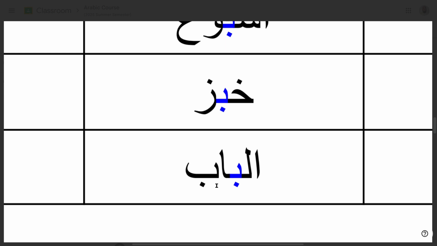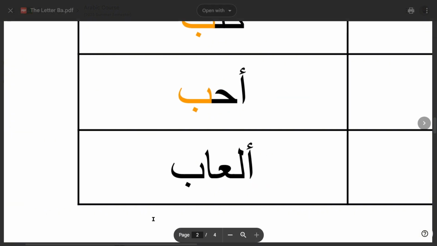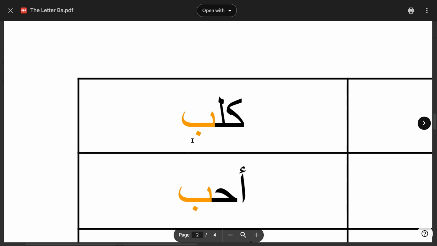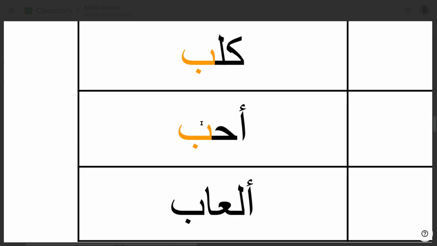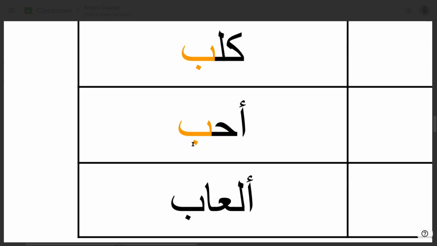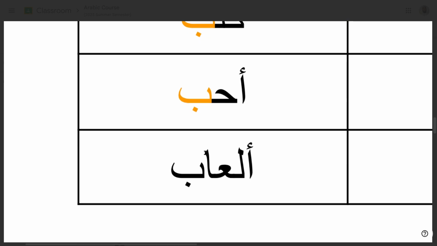And we have the letter ba in its isolated form, being that some letters don't combine to their left. So we have two B's right here. And the final form of the letter ba, more examples: we have kalb, which means dog, the B right here. Uhibbu, which means I love, right here. And al-ab, the letter ba in its isolated form. Because again, there's certain letters that don't connect. And when there's no connection, sometimes the letter's left by itself.